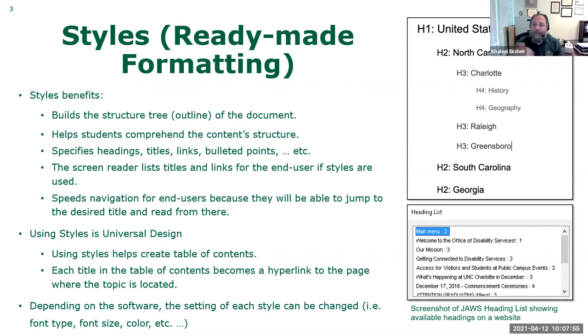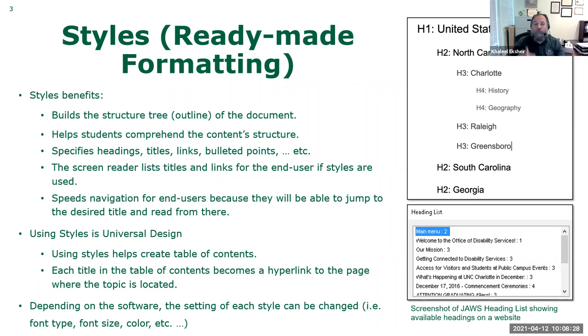For example, on the right side you'll see a small image. Let's assume I'm talking about United States of America states. The first title takes heading level 1, and then each state would be heading level 2: North Carolina, South Carolina, Georgia, and so forth. Then a specific city like Charlotte would be heading level 3, and the history of Charlotte would be heading level 4.